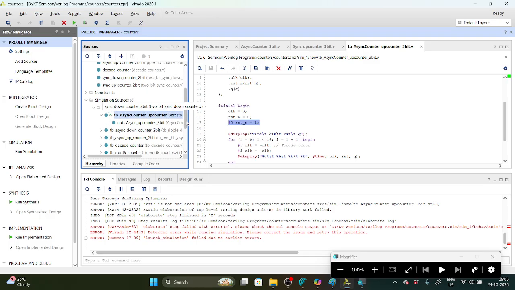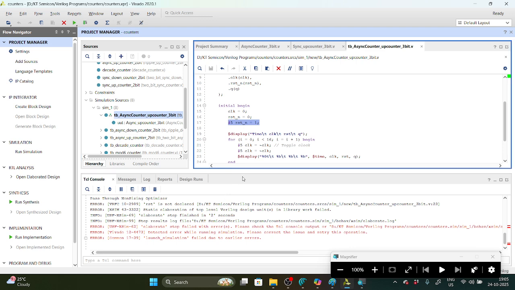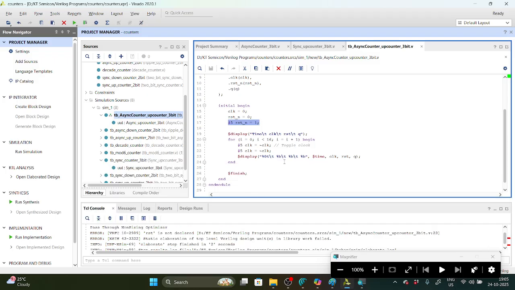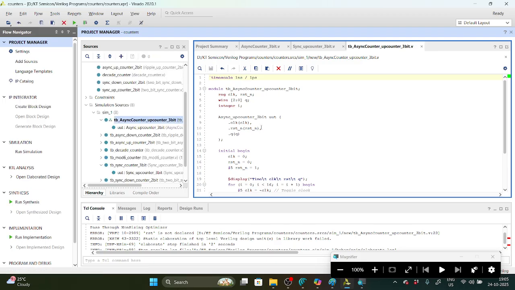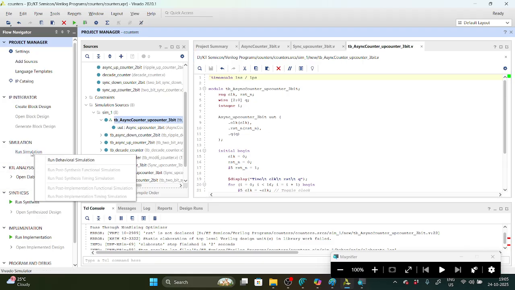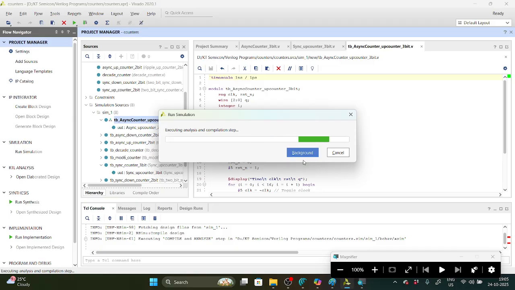Sir, I think in dollar display you should write RST/n reset/n. Dollar display, okay, this one. Okay, okay, thank you. Okay, reset, I change the variable, no? So just I'm facing difficulty. Please help me.